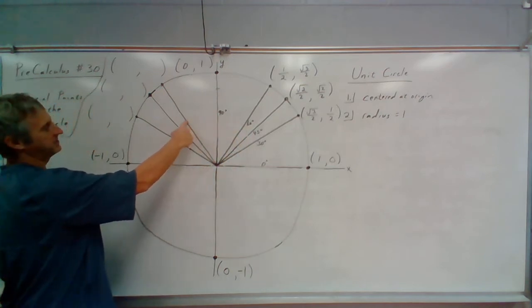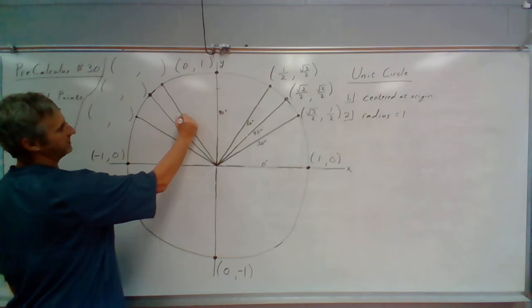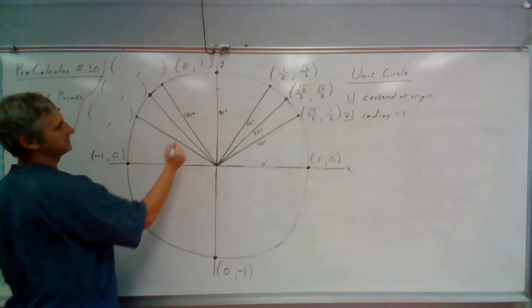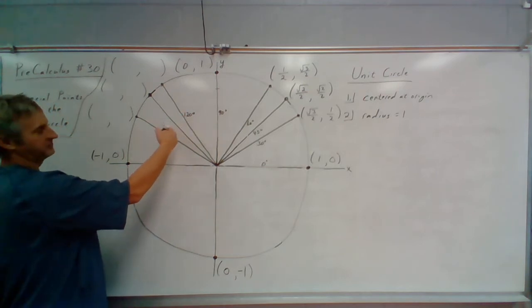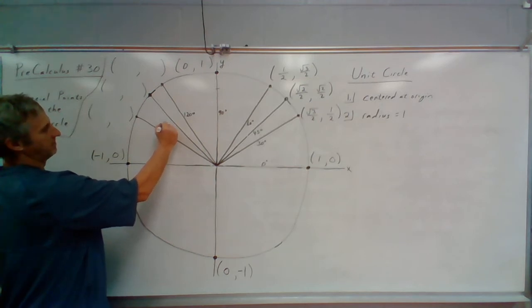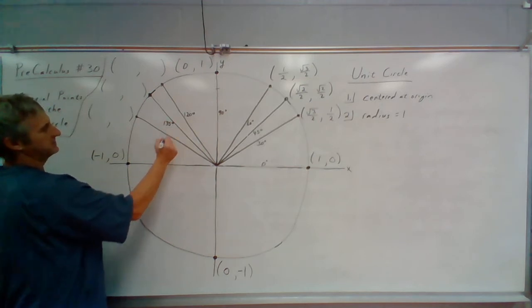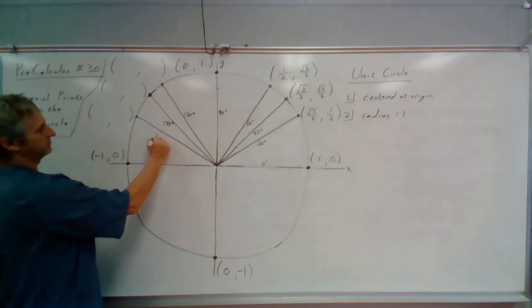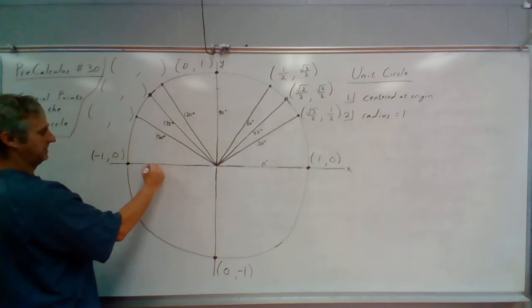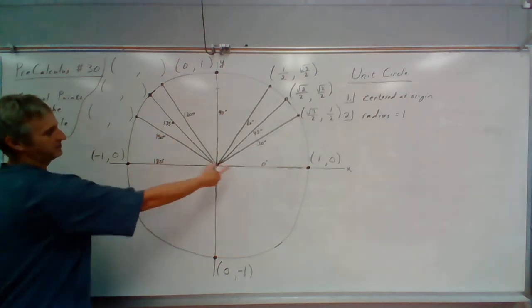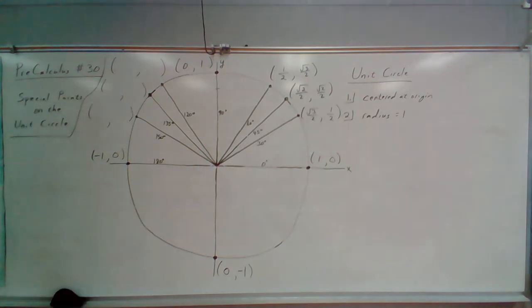We'll go 30 degrees here. So this angle will be 120 degrees. And then 15 more, so this would be 135 degrees. 15 more, this would be 150 degrees. And of course, this would be 180 degrees all the way around to a straight line.